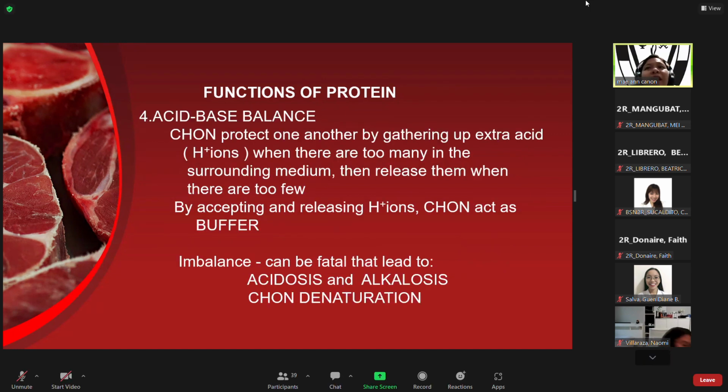Acid-base balance: protein will act as a buffer. So it prevents acidosis, alkalosis, which changes the pH of our body. And also there is protein denaturation.